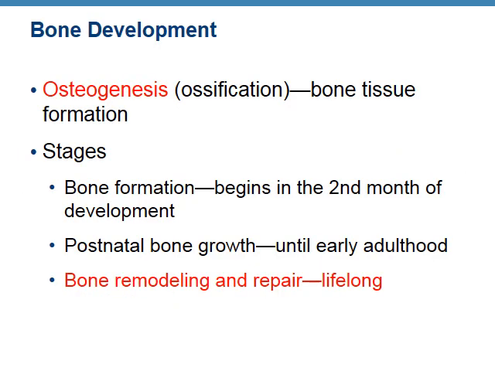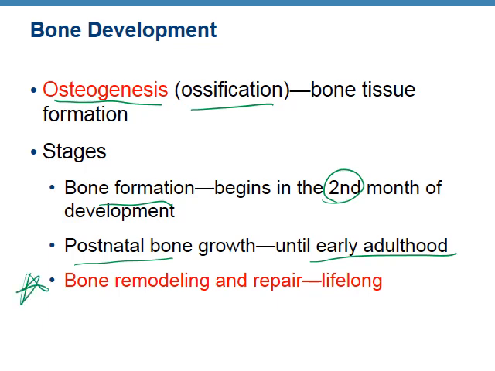The next topic is going to be bone development, or osteogenesis. I quite frequently say ossification. They're both words that you can use to talk about bone development. You're going to see bone formation beginning at about the 2nd month of development. Your postnatal bone growth, we're saying it happens until early adulthood. What I want you to focus on is that bone remodeling is a lifelong event. So you are always repairing bone and remodeling bone depending on the stress and the pressure that you're putting on the bones.